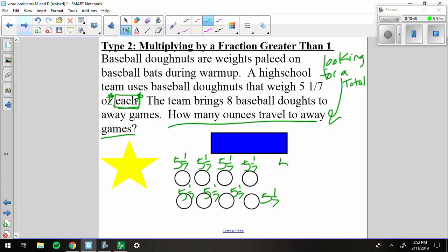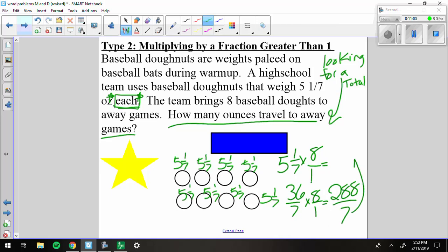So 5 1/7 times 8/1, let's just cut to the chase, equals 36/7 times 8/1 equals 288/7. All over the place here. 41 1/7 ounces.